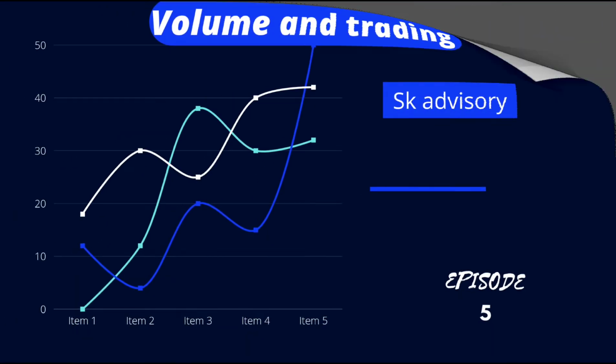This is episode 5, continuation on volume and trading. The first indicator we are going to study is the simple volume histogram, which is the indicator that we have been using so far in the video. The volume histogram is the simplest and most intuitive volume indicator and probably the most reliable also.